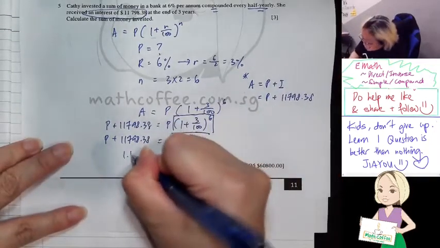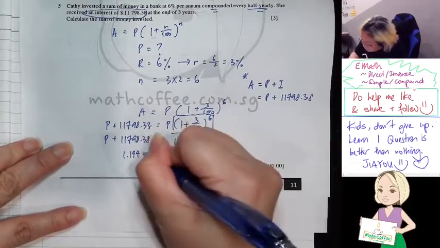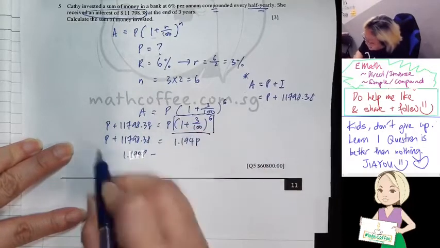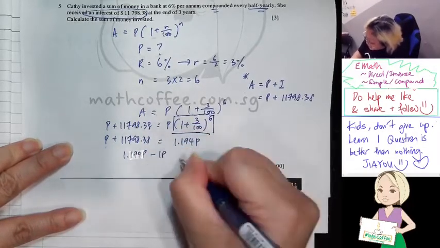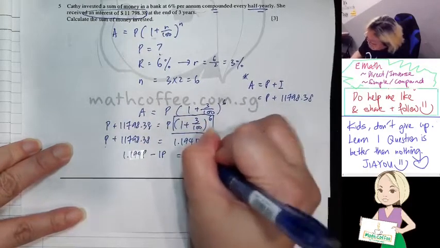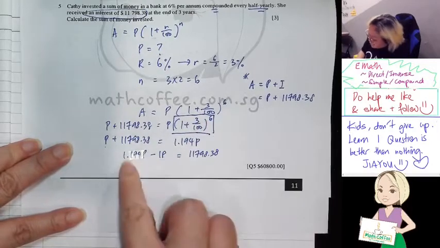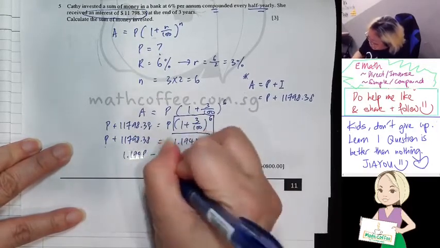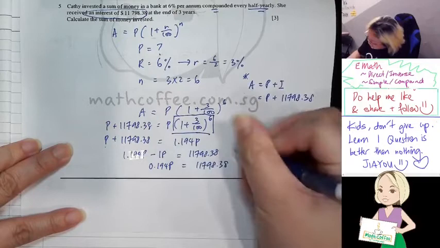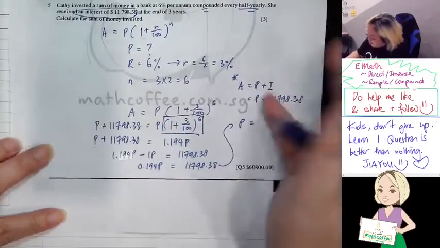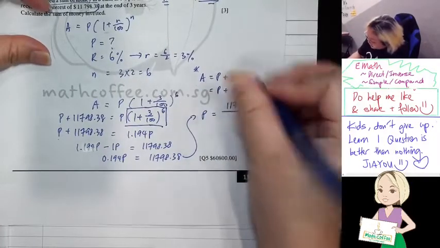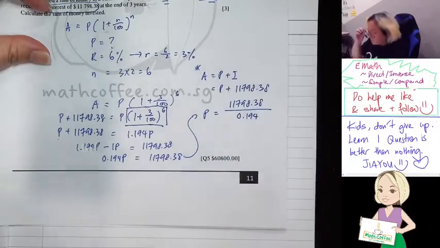So I'm going to do 1.194P minus P, which is 1P, equals, what I do is I bring this over and this one keep. So it's 11798.38. 1.194 minus 1 is 0.194. So now I can solve my P. All I need to do is just take 11798.38 divided by 0.194.